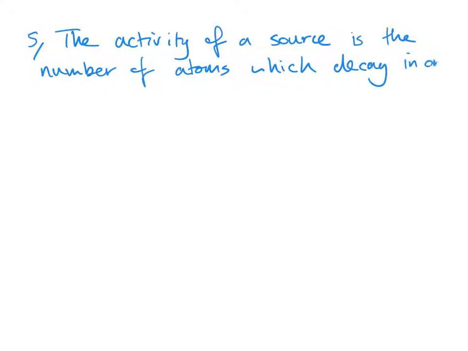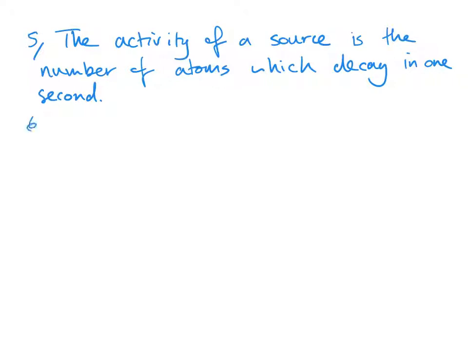And it's quite a simple definition. Basically, trying to think about how much radiation something gives out, then it's the number of atoms which decay in 1 second. So decay means to give out radiation, to change from being unstable to being stable.